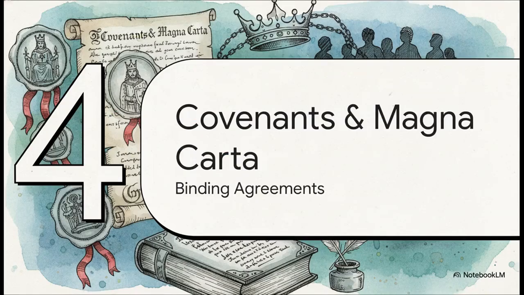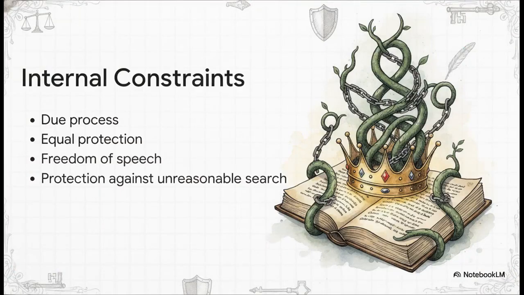Section 4. Covenants and Magna Carta. The historical sources tell us that figures like Stephen Langton, who actually helped draft the Magna Carta, viewed it almost like a biblical covenant. It was a binding agreement that placed real moral and legal obligations on the king. And that tradition gave birth to what we now call internal constraints upon sovereign power.